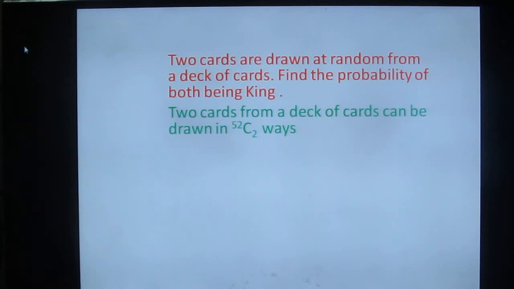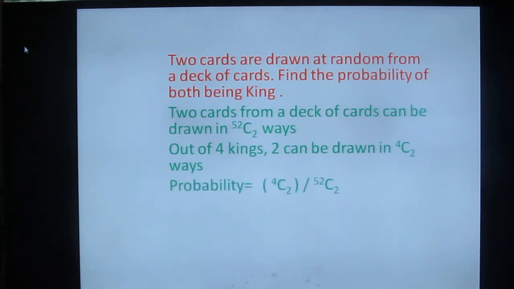2 cards can be selected from a deck of cards in 52c2 ways. What is 52c2? 52 into 51 divided by 1 into 2. Out of 4 kings, 2 can be drawn in 4c2 ways, because there are 4 kings in total and we need 2 kings. What is 4c2? 4 into 3 by 1 into 2. So what is the probability? Probability is nothing but 4c2 by 52c2. The numerator will be 4 into 3 by 1 into 2, and the denominator will be 52 into 51 by 1 into 2.